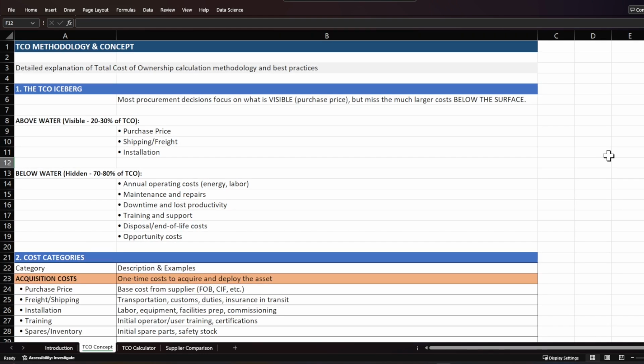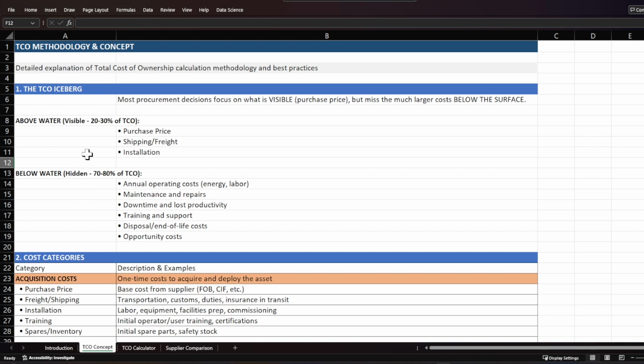Here we are talking about what exactly TCO is, what its methodology is, and what the concept is. As we know, there's a concept of the TCO iceberg. In the TCO iceberg, we say there are some visible costs when you procure anything. But if you check the whole life cycle of that product, you will get to know that there are many things which are not visible upfront, and those are called below-water costs. These are around 70 to 80% of your total cost of ownership.